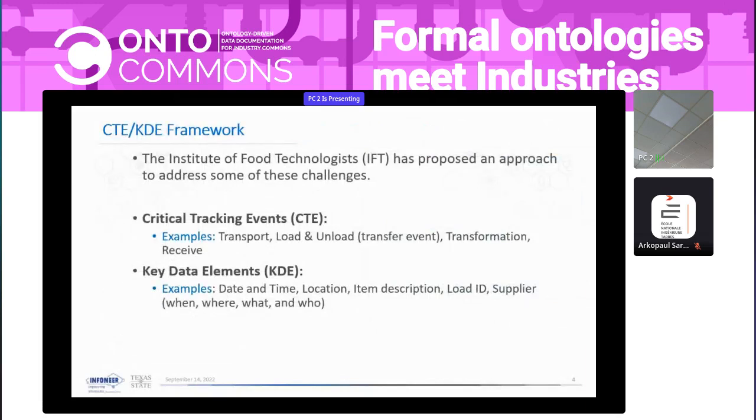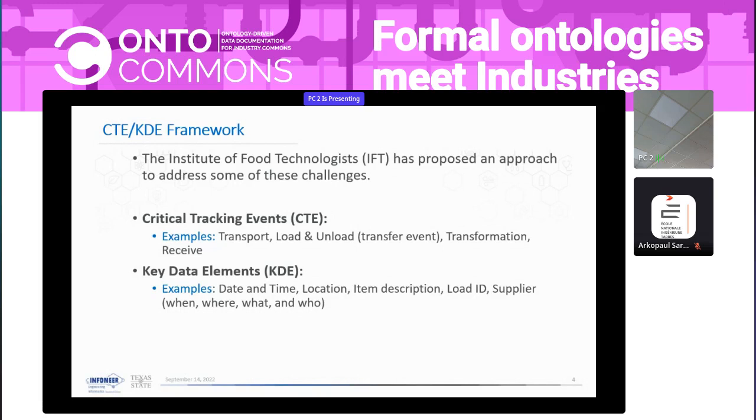There's an existing framework, called CTE/KDE, by the Institute of Food Technologists. It is based on critical tracking events and key data elements. During the food supply chain, there are events like transportation, transfer, and processing of the food. Those are the events that we need to track because contamination might occur during those stages: transport, load, unload, transformation, receive. They call it CTE.